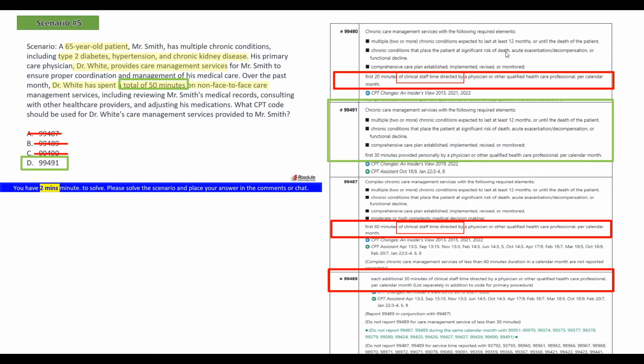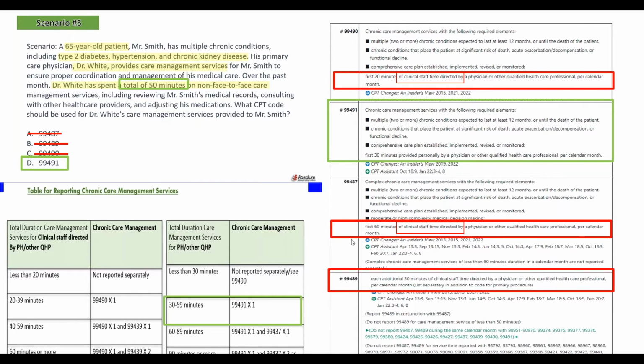And if you look into the table as well, for the first 30 to 59 minutes, you can only code one CPT. That would be 99491. Only if it reaches the next 30 minutes, that is 60 to 89 minutes, we would code an add-on code, which is 99437. So the table is a lifesaver here.